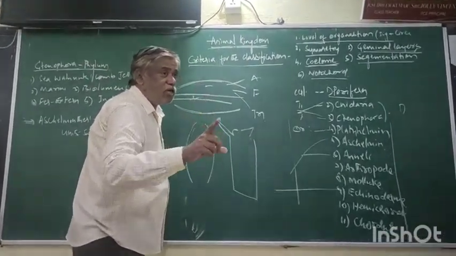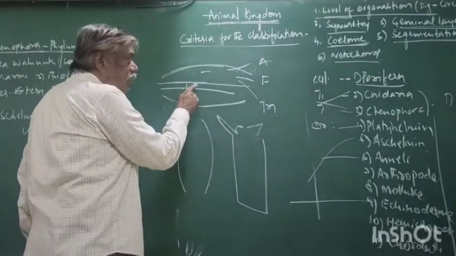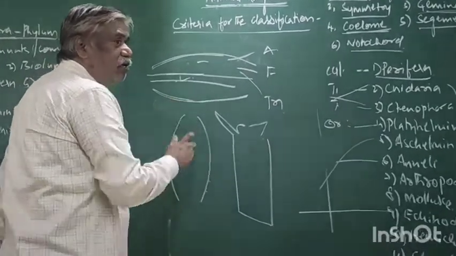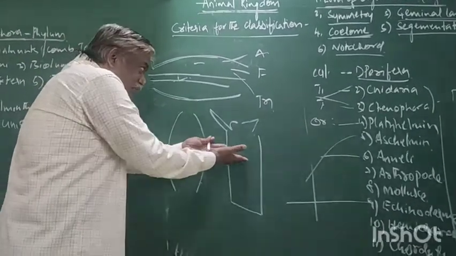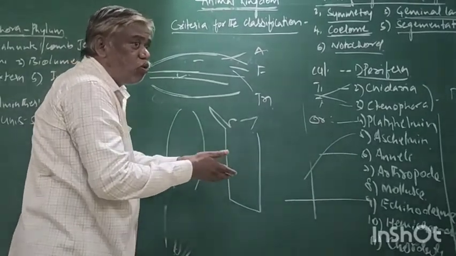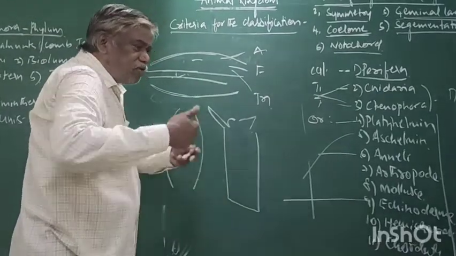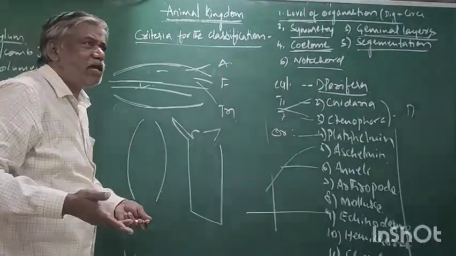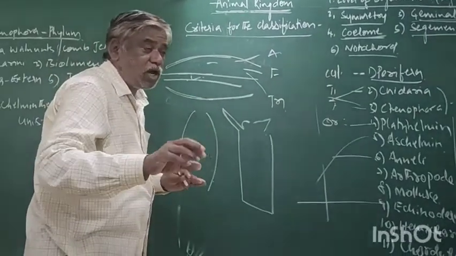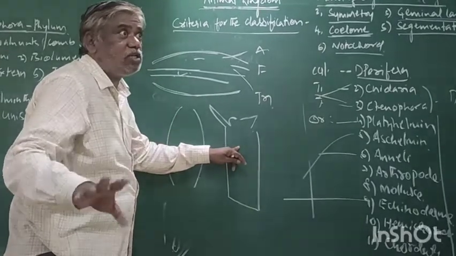The body cavity, according to definition, is the space between the alimentary canal and the body wall. This space is called the body cavity. In a general sense, the cavity which is present inside the body is called the body cavity. But according to definition, you can't say it is a body cavity.